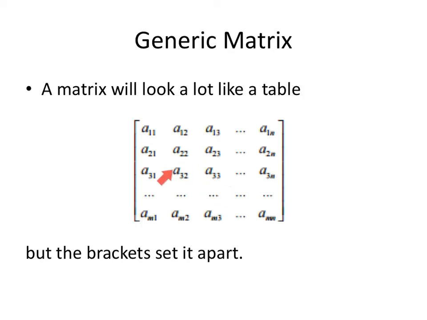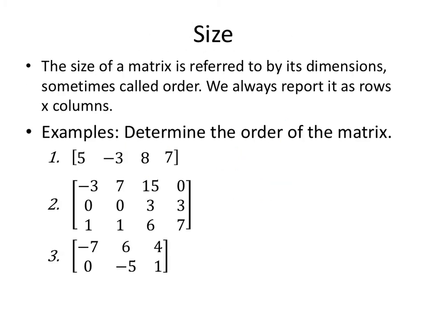So here's the table type of form for it, but it has brackets around it to set it apart. And we talk about the first row, and so here we have 1, 1, first row, first column, first row, second column, second row, third column, and so on. The mth row, the nth column, so m rows, n columns. And when we're talking about the size of a matrix, we're referring to its dimensions or order. We'll always report it as rows times columns.